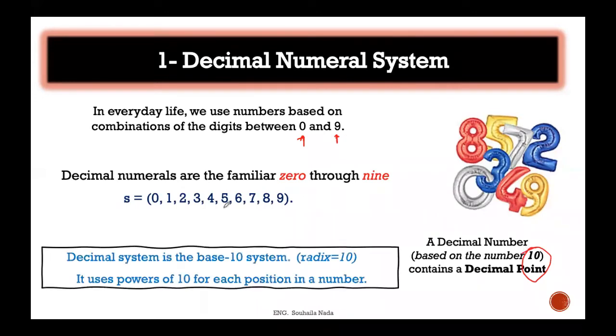So what does that mean? That means the decimal system is called the base 10 system, with radix 10. I'm describing a system you're already familiar with just to tell you that the decimal system is called the base 10 system. Why? Because it consists of 10 symbols.